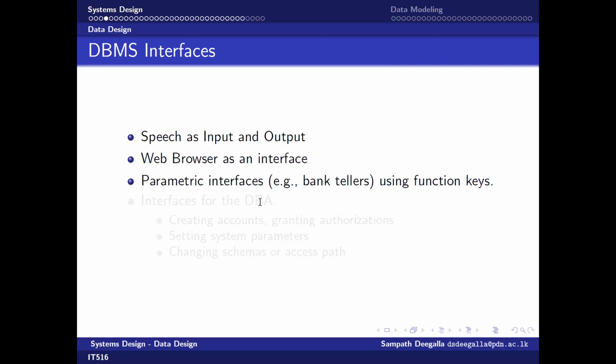For example, if you go to an ATM, what we call bank tellers here, you have a set of predefined queries, isn't it? You go there, you put in your input, you enter into the system, and then you can decide whether you want to deposit money, withdraw money, or check the balance. Those are a fixed set of queries. So these are called parametric interfaces. You can use different keys to activate parametric queries.